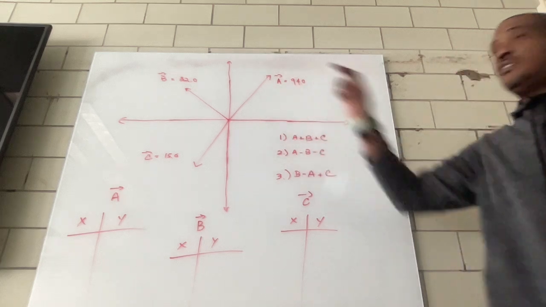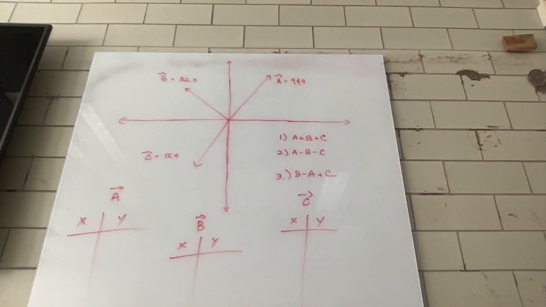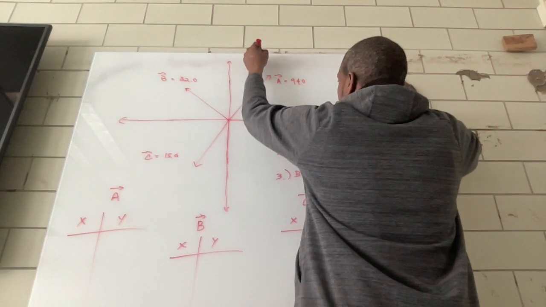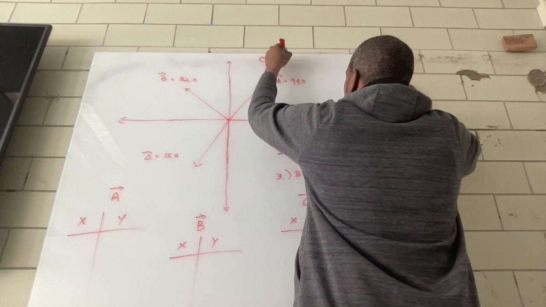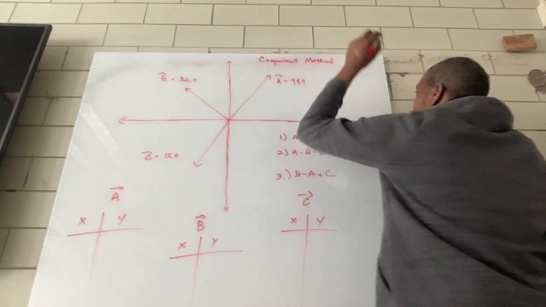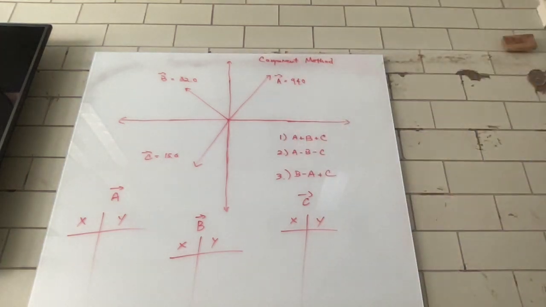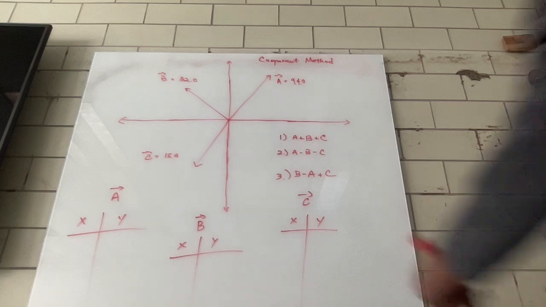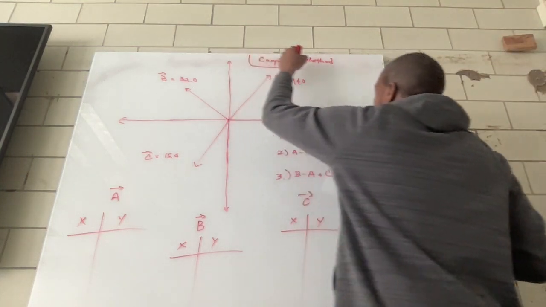So let's start with vector A. How do we get the x and y components for vector A? This is called the component method. I'm going to show you the graphical method second. We have 2 methods for solving vectors: the component method and the graphical method. This is the component method.